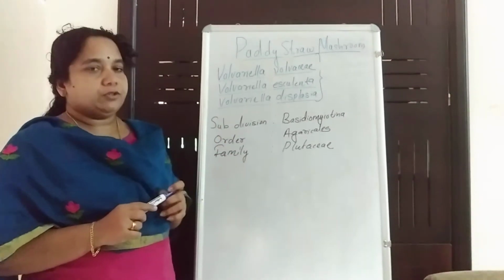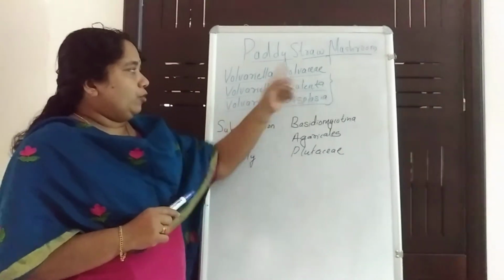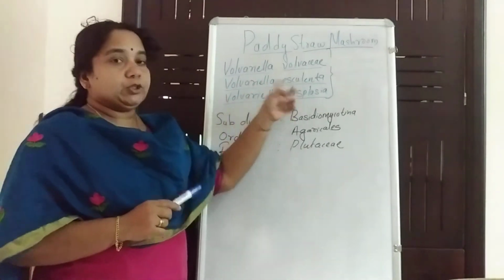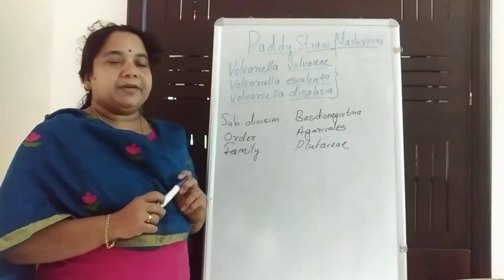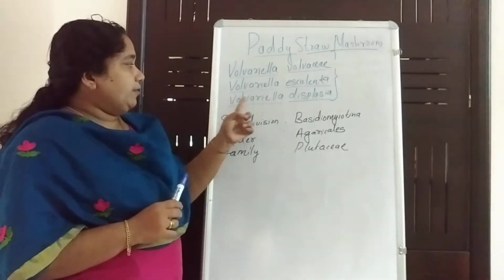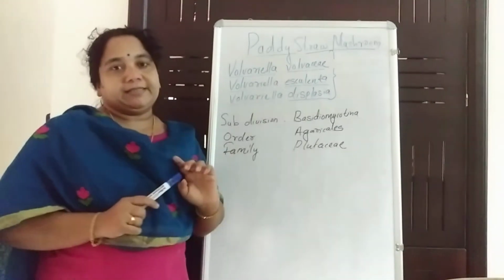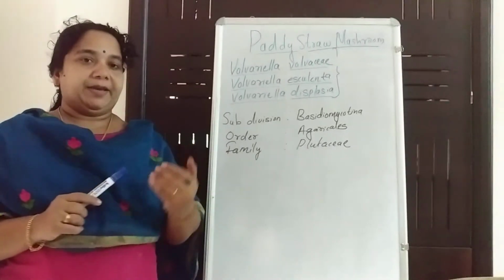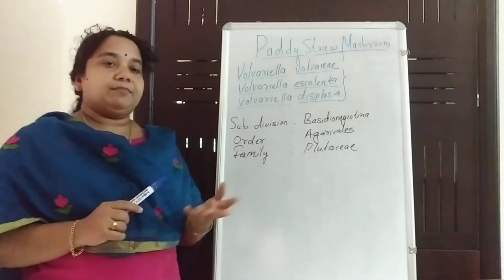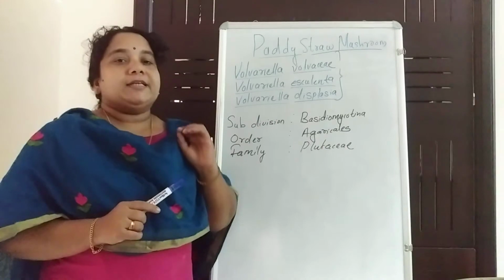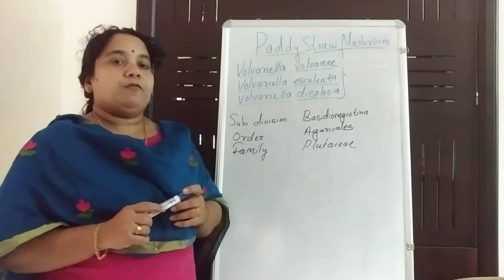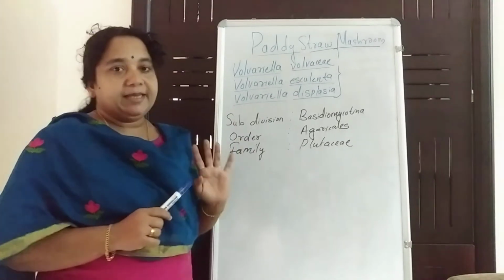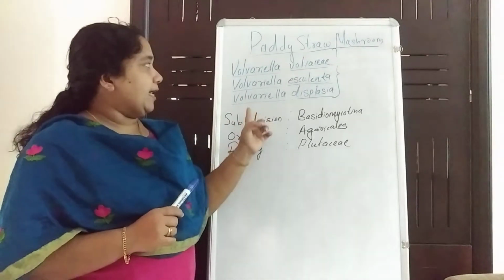Note the spelling also: Volvariella volvacea. Another species is Volvariella esculenta, and another one is Volvariella diplasia. These 3 species have to be known. In examinations, you may be asked to name 3 species, or 1 or 2 species of paddy straw mushrooms. So you have to study these scientific names.